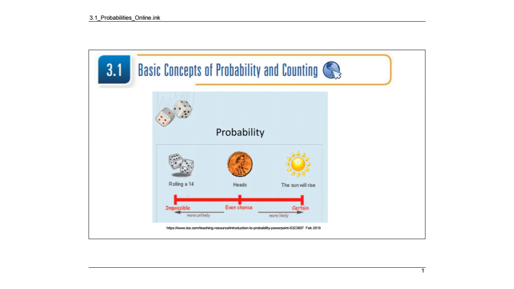Now, with heads and tails, as long as you have a fair coin, the probability of getting a head would be 50-50. We call that an even chance, right? 50-50 chance of getting heads, 50-50 chance of getting tails. Then the probability that the sun will rise, well, it's definitely going to rise. We might not be able to see it, but it's going to rise. And so that probability would be certain.